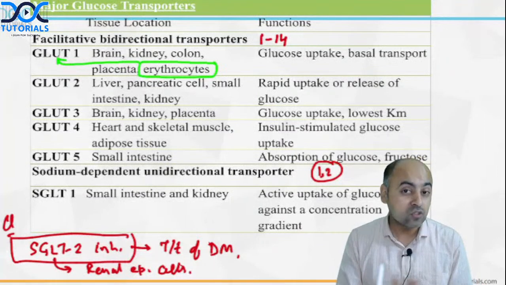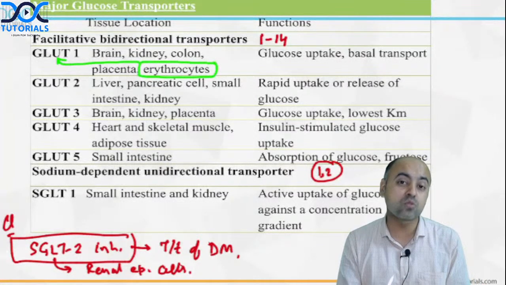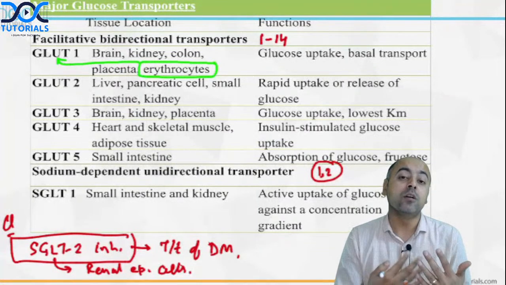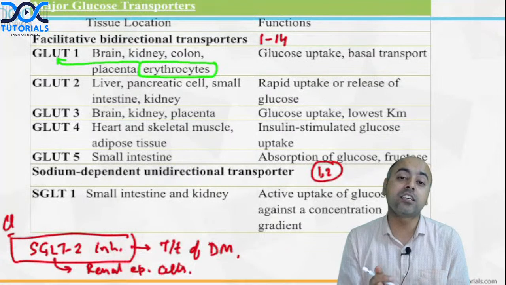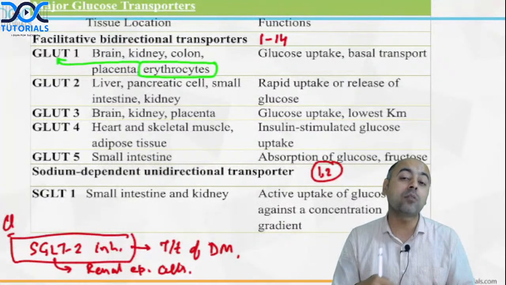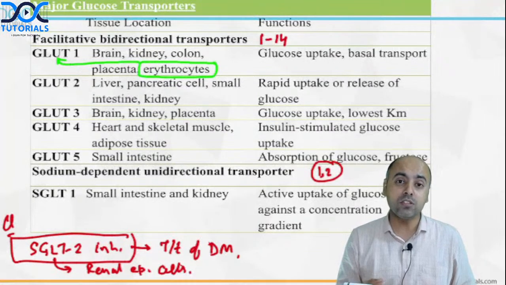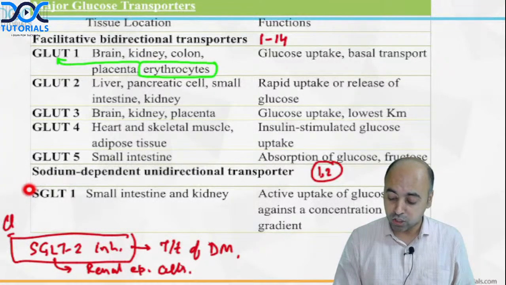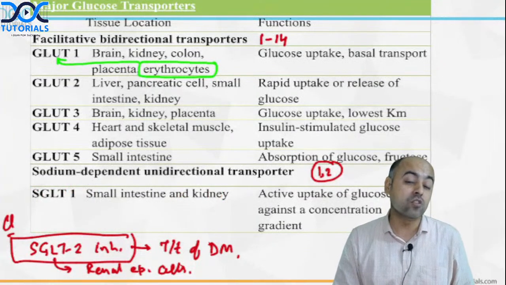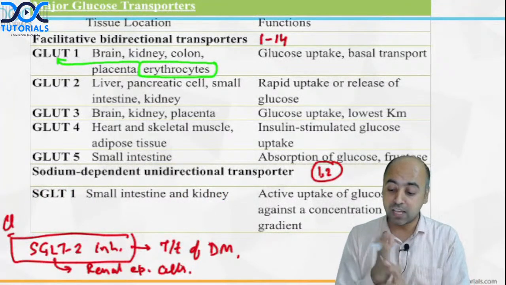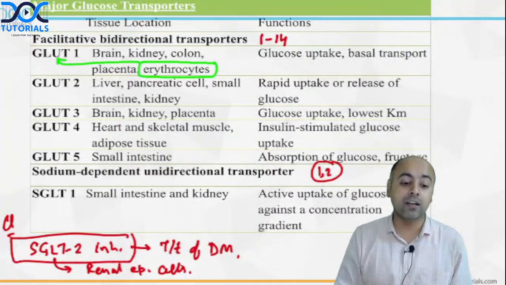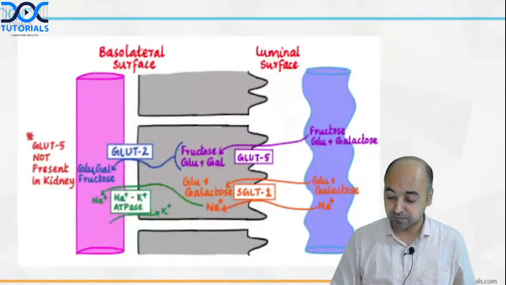GLUT5 is not present in the renal tubular cells, so the kidney cannot reabsorb fructose. The intestine can absorb fructose, but once fructose is filtered in the filtrate at the level of the kidney, it cannot be reabsorbed. Why? Because the main transporter there on the tubular side is SGLT1, in the small intestine and kidney, which does not take up fructose. It will take up only glucose and galactose.